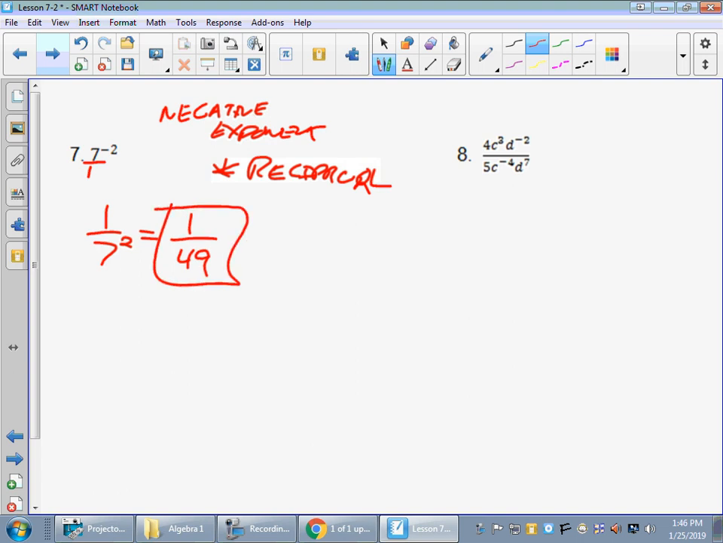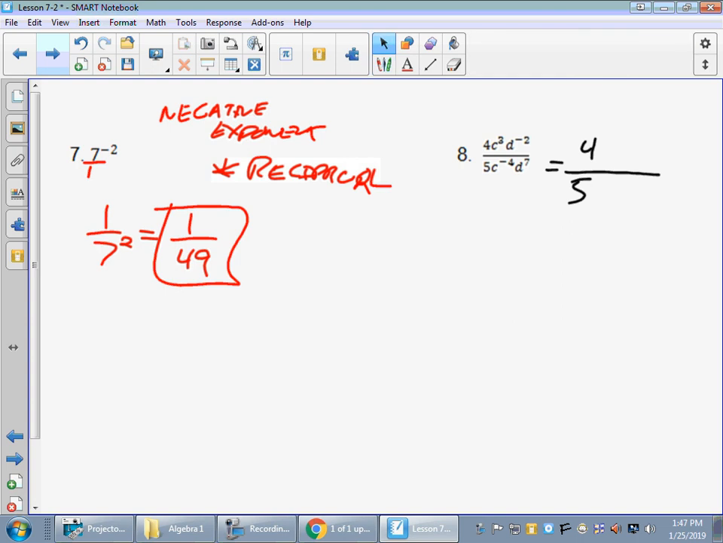Let's look at number 8 over here. There's a lot of action going on this way. Again, in this case, we're going to have to do some flipping. So the 4 and the 5 are just going to kind of go away because they're not part of this. It's 4 times c cubed and 5 times c. So the 4/5 is just going to eventually be a 4 and a 5 here as well. So let's take a look at our c's and our d's.